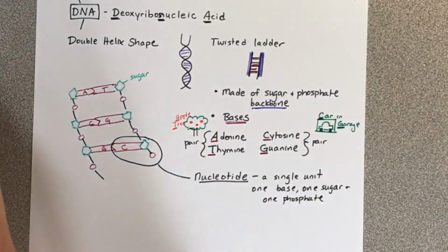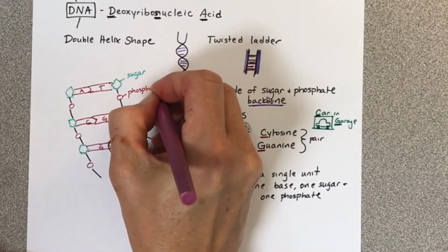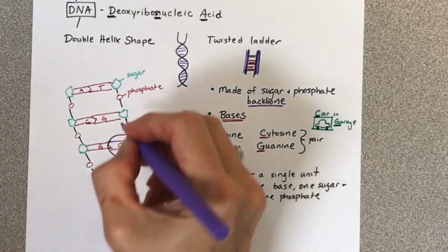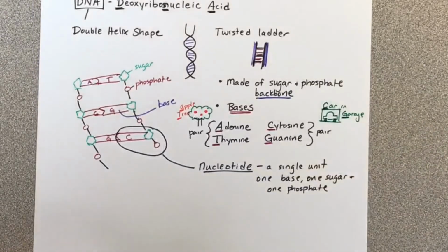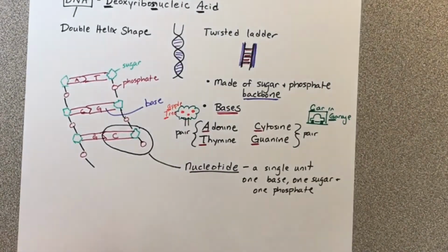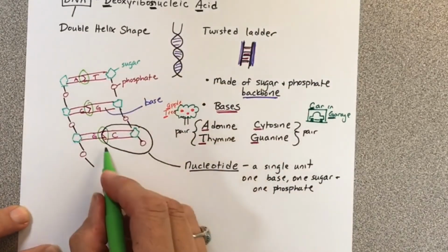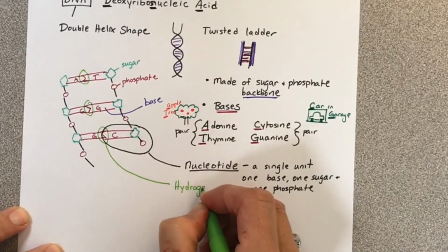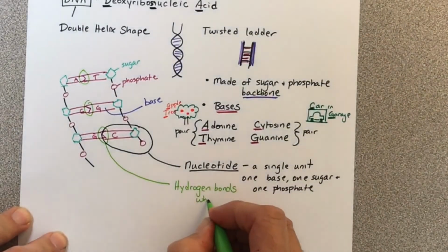So remember, that's our sugar. This is our phosphate. I should have used a different color. That's okay. And then our base pairs are in here. These are our base pairs. Those are your bases. Now, these are held together with one another with hydrogen bonds, right down the middle. So the base pairs connect to each other using hydrogen bonds. And those are where the base pairs meet.